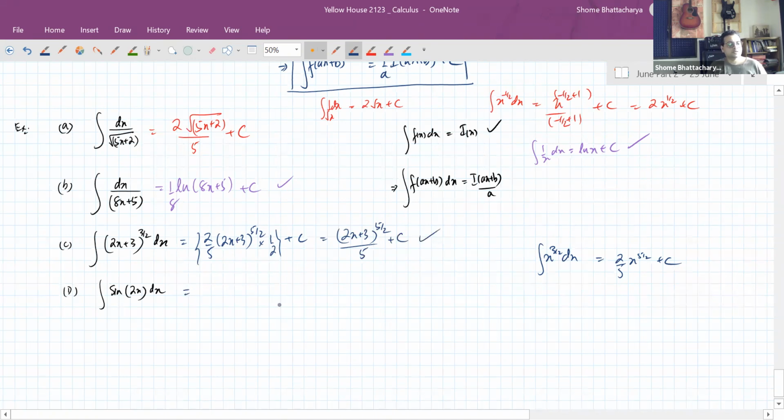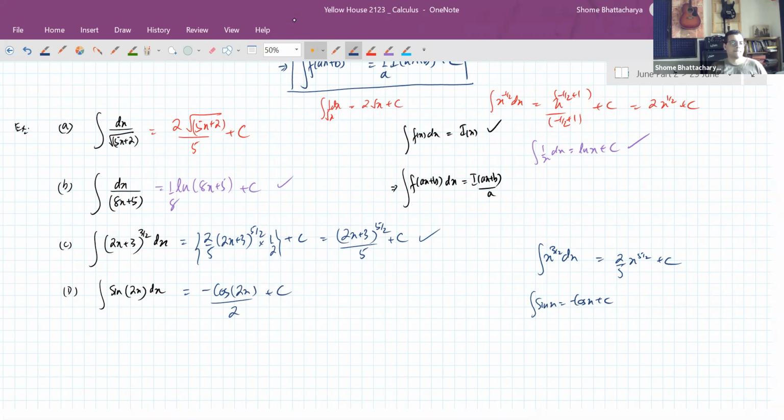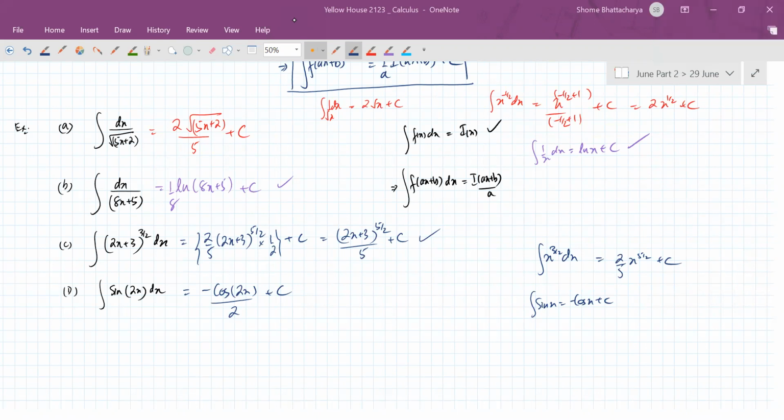And finally, this is integration of sine x, we know is minus cos x. So from that, this will become minus of cos 2x by 2. Okay, so hope all these four are clear, people.